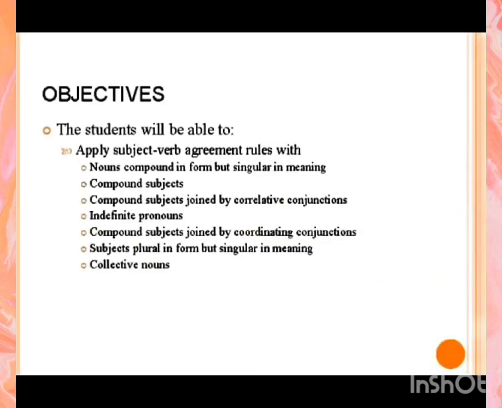What are the main objectives of the topic and why do we study it? The students will be able to apply the subject-verb agreement rules with nouns compound in form but singular in meaning, compound subjects joined by correlative conjunctions, indefinite pronouns, compound subjects joined by coordinating conjunctions, subjects plural in form but singular in meaning, and collective nouns.